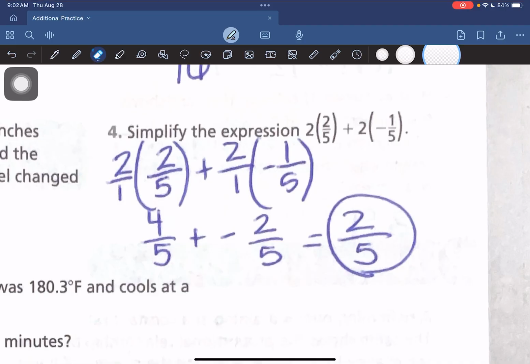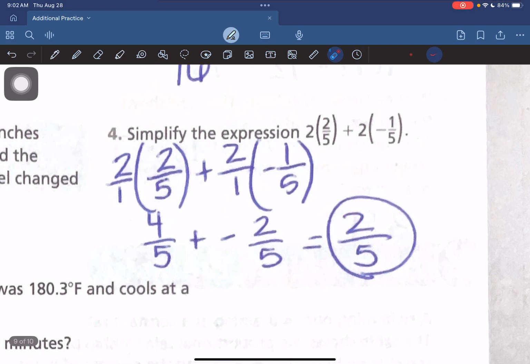Simplify the expression 2 times 2/5 plus 2 times -1/5. We know that when we are dealing with whole numbers, we can always put our whole numbers over 1, and that makes multiplication much easier. 2 times 2 is 4. 1 times 5 is 5. The 2 times -1 is -2. The 1 times 5 is 5. And then we can add those two things together. They already have a common denominator. 4 plus -2 is 2. 5 plus 5 is 5 for an answer of 2/5.